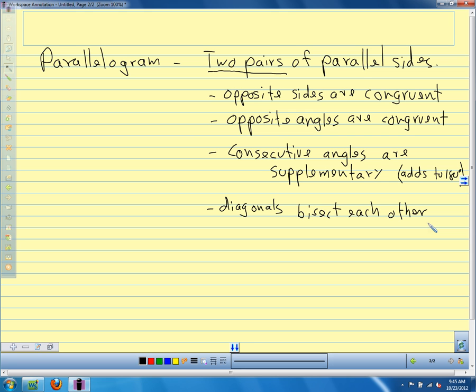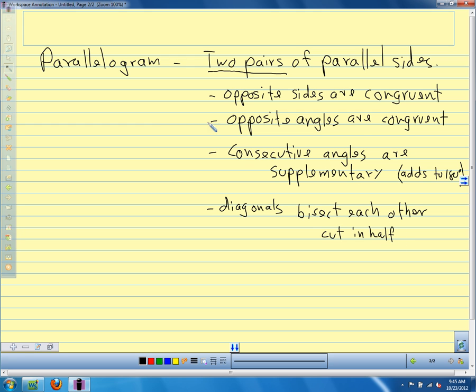What does bisect mean? They cross, and they cross in a special way. Anybody remember bisect? Well, they intersect. Bisect means cut in half. Directly in the middle, yes. So they cross each other right in the middle. So bisect means cut in half.